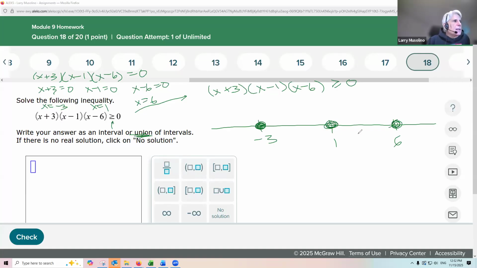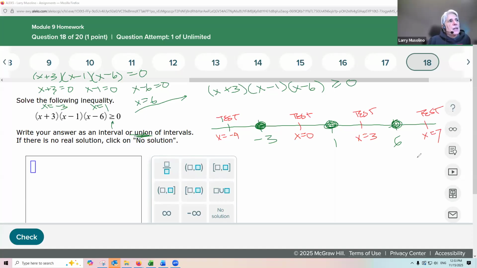All right, let me do a test point in each interval. I'm going to pick a test point here of x = -4. Here, I'm going to pick a test point of 0. Here, I'm going to pick a test point of x = 3. And over here, I'll pick a test point x = 7.